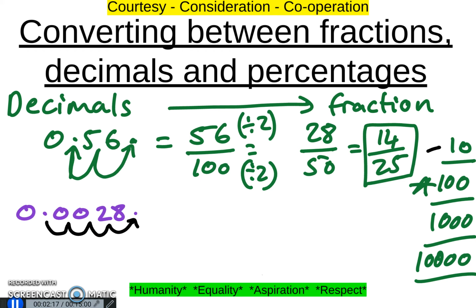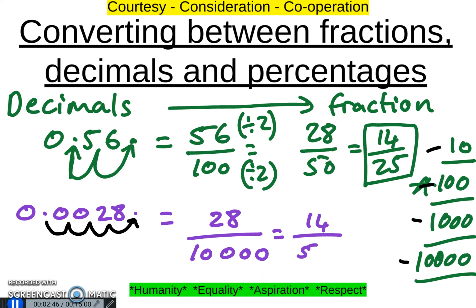Now I look at these. Which one has 4 zeros? It's going to be a 10,000. So this as a fraction would be 28 over 10,000. Okay, then you can simplify that to get 14 over 5,000, which gives us, simplified again, 7 over 2,500. Okay guys, now that's how you go from decimals to fractions.